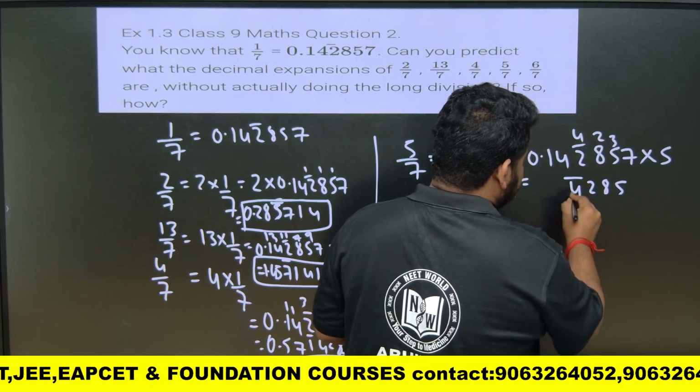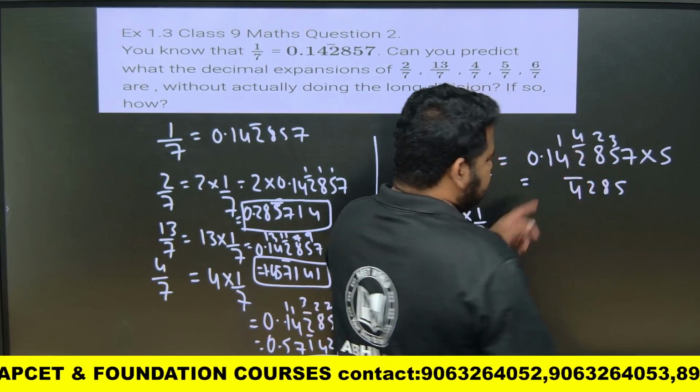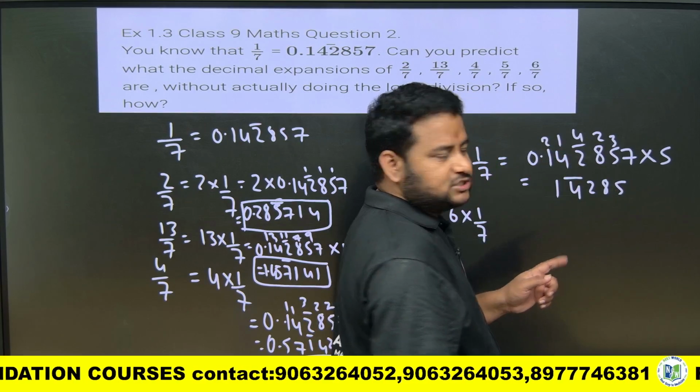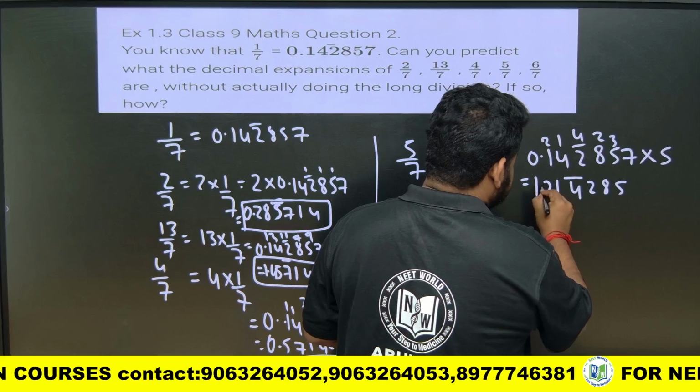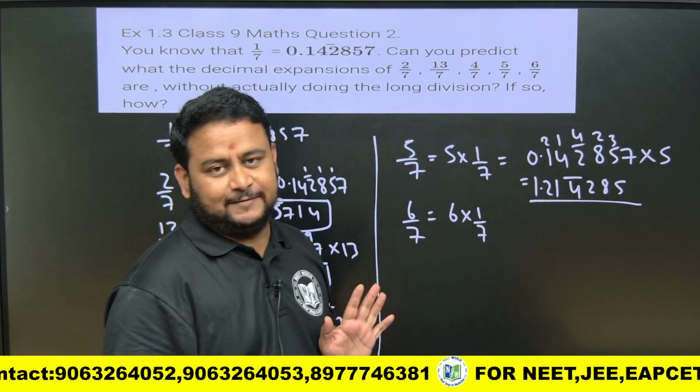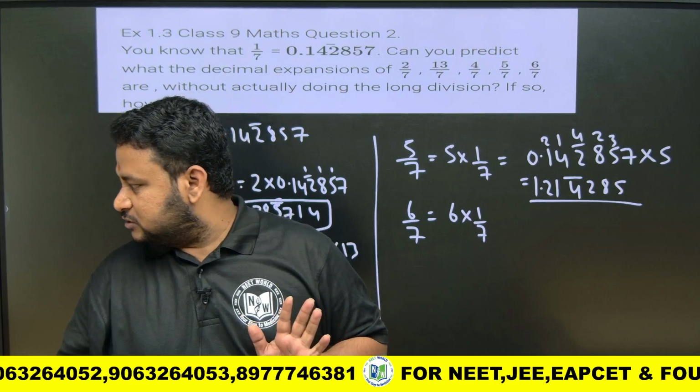But on 4 there should be bar. Here 5 4s are 20, carry 1. So this will be 21. 5 2s are 10, 10 plus 2 is 12. So this will be 12. But here decimal is there, 0.2. So this is the answer to this question: 1.21 4 bar 285. Clear? This is the answer to this question, friends.